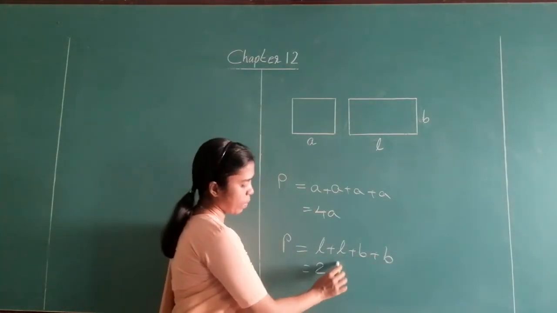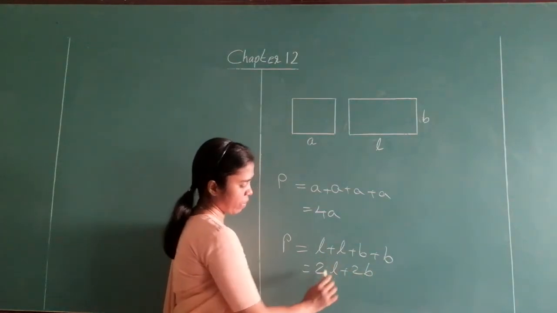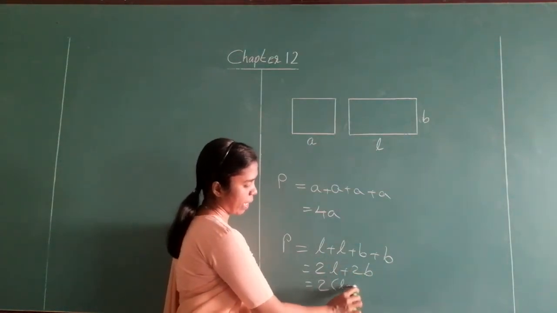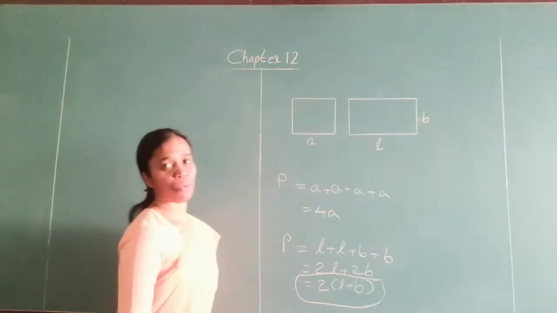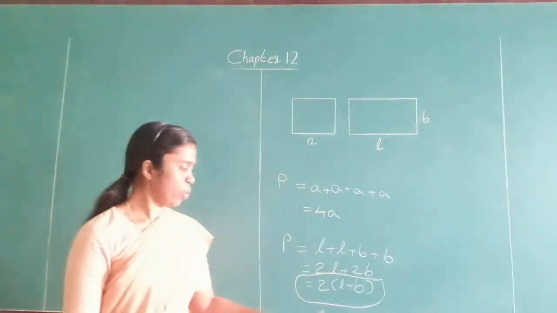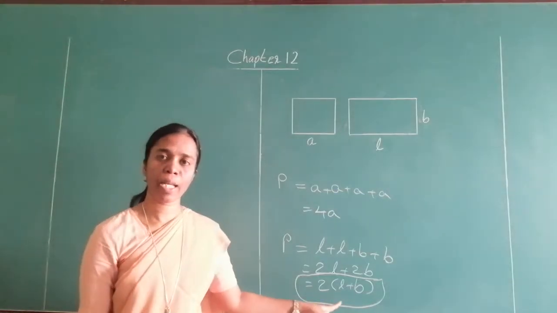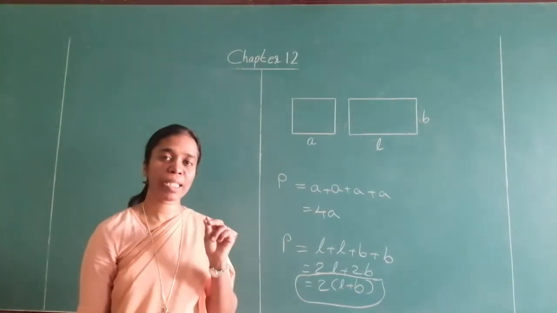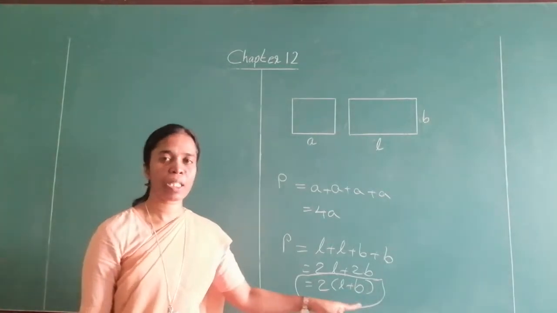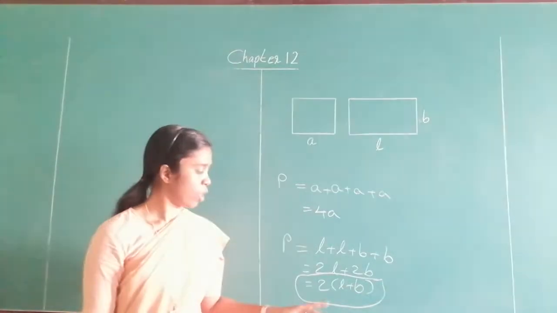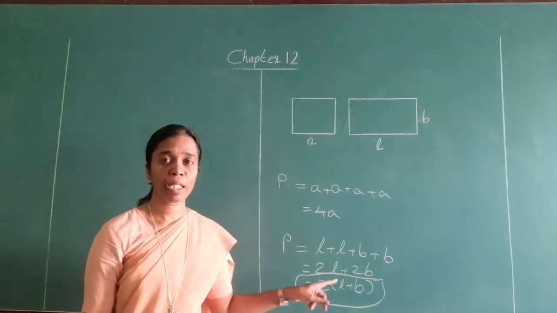That is 2 times L plus 2 times B. When we take common 2, what do we have? L plus B. So this is the perimeter of a rectangle: 2 times L plus B. So when you are saying the formula, please say 2 bracket L plus B. I repeat, 2 bracket L plus B.